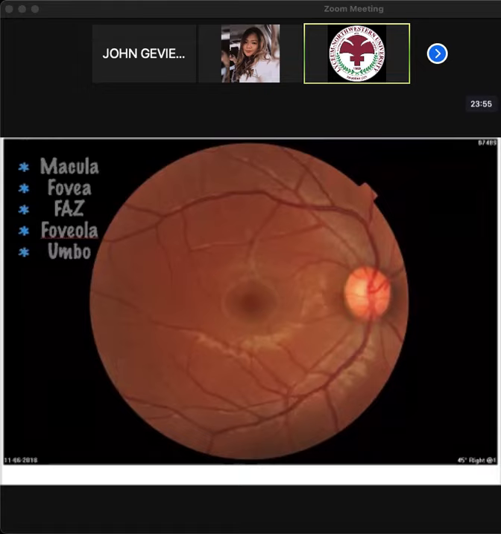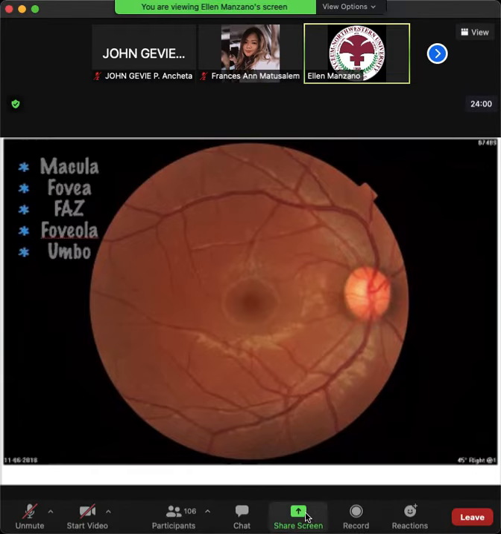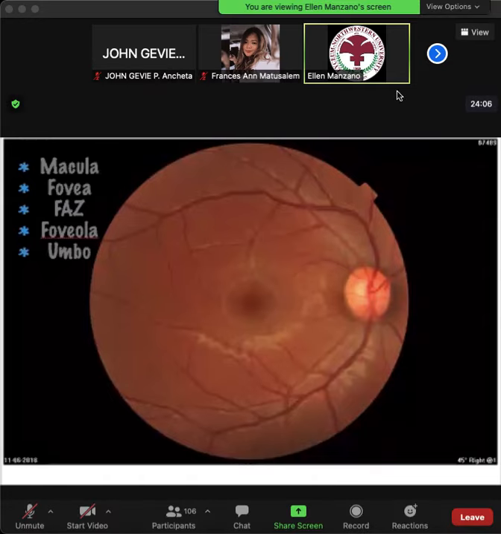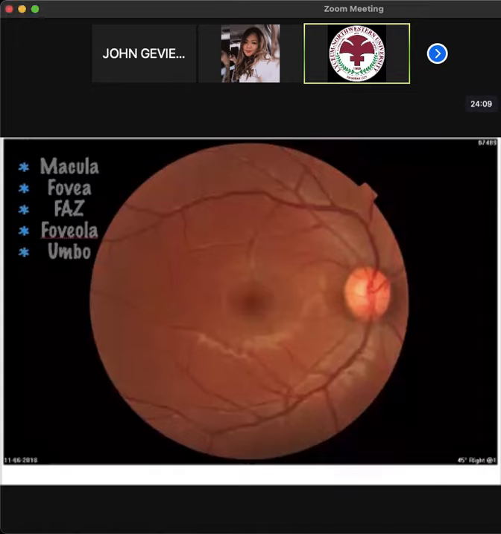Is this a right eye or left eye? Is this a retina of the right or left? So this is the right eye, no? Retina of the right eye. Why? How do you know that it is the right eye or right retina? Because in describing the retina, of course, you would start by knowing the laterality. So this is the right eye.